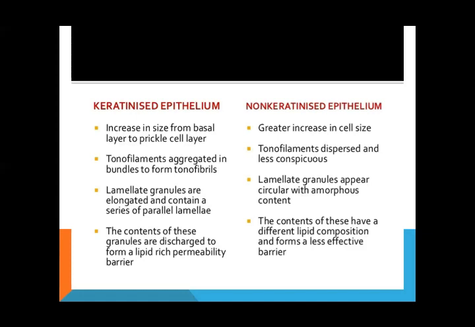Third, lamellate granules are elongated and contain a series of parallel lamellae. In non-keratinized epithelium, lamellate granules appear circular with amorphous content. The contents of these granules are discharged to form a lipid-rich permeability barrier. In non-keratinized epithelium, the contents have a different lipid composition and form a less effective barrier.